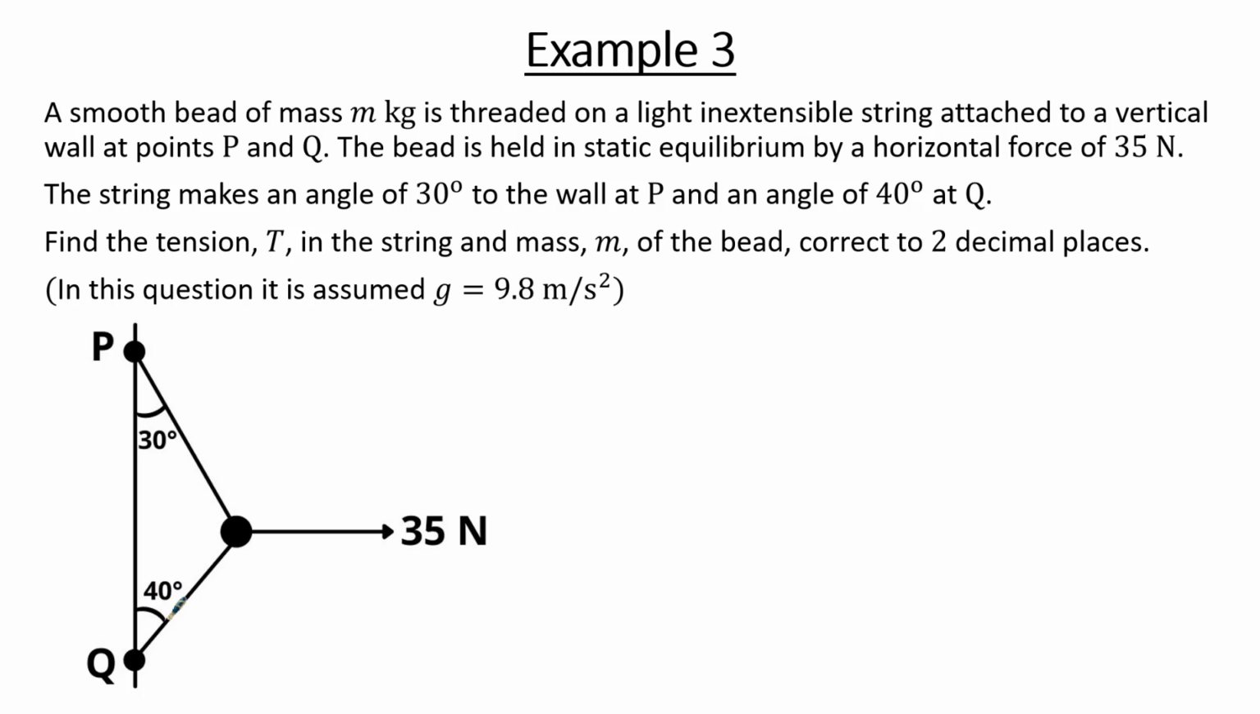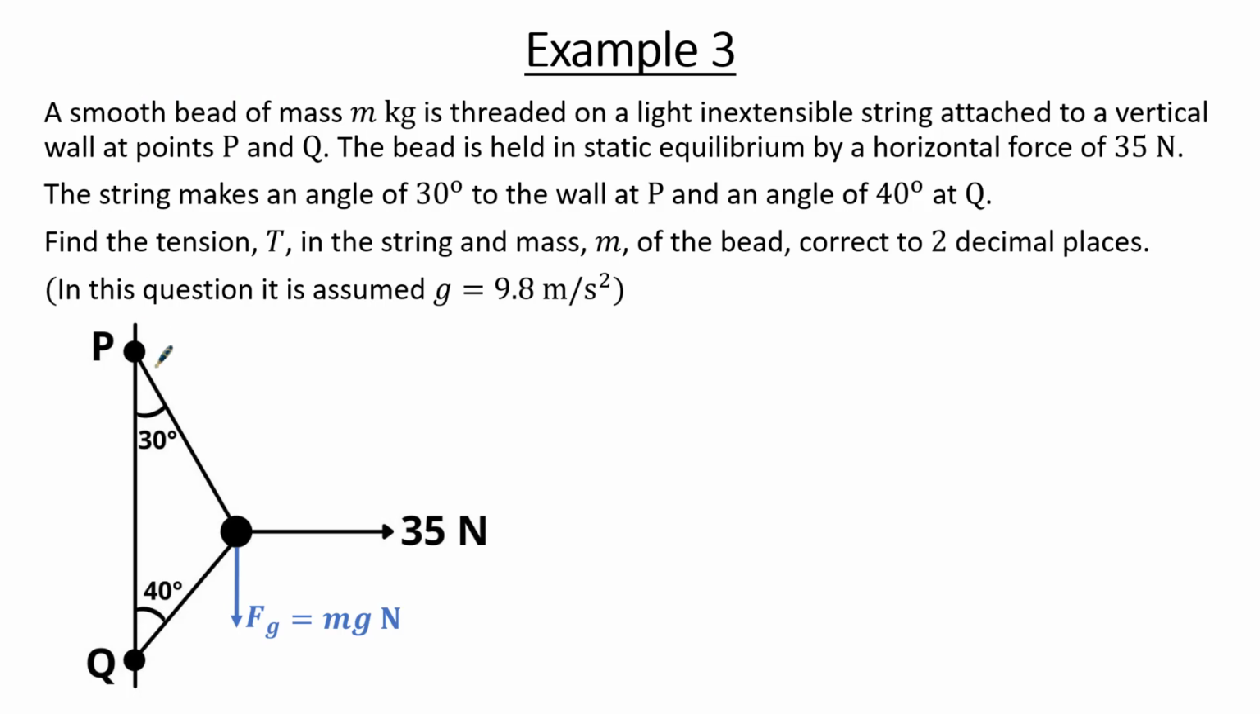Now let's draw in the forces. We have this horizontal force of 35 newtons. We also know that gravity acts vertically down on this bead. So we have the force due to gravity, which equals mg newtons. And if we look at the question, the string is light and inextensible. So the assumptions that we had in example 2 hold for this example as well. But we are also given that the bead is smooth. And smooth then means that there is no friction force.